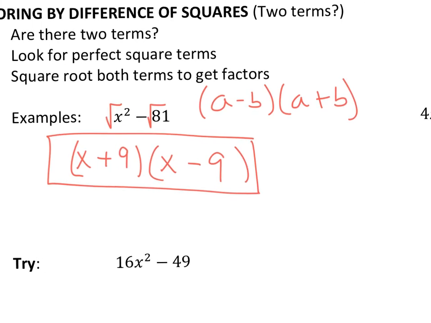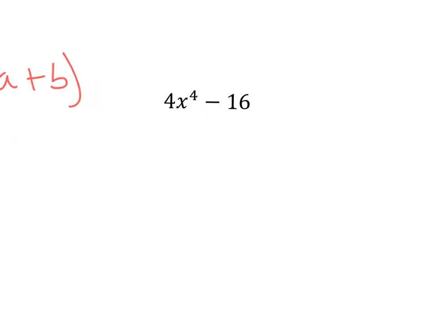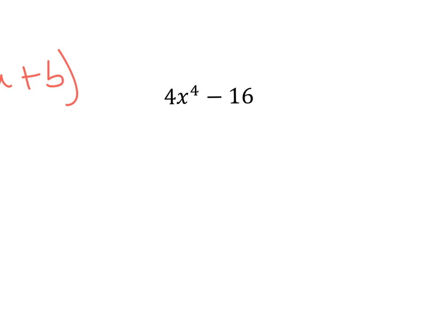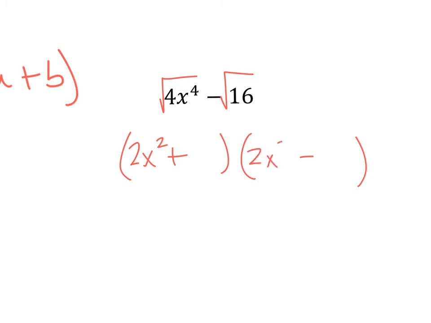It can even be used to do a little bit more complex problems like this. So you have 4x to the 4, a bunch of perfect squares here. So again, I'm going to have my parentheses, one with a plus, one with a minus. I'm going to square root each term. Square root of 4x squared. The square root of 4, first of all, is 2. And the square root of x to the 4th is actually x squared times x squared. So it's x squared. So that goes into both of these. And then the square root of 16 is 4. So 4 goes in the second one. And that is your answer.